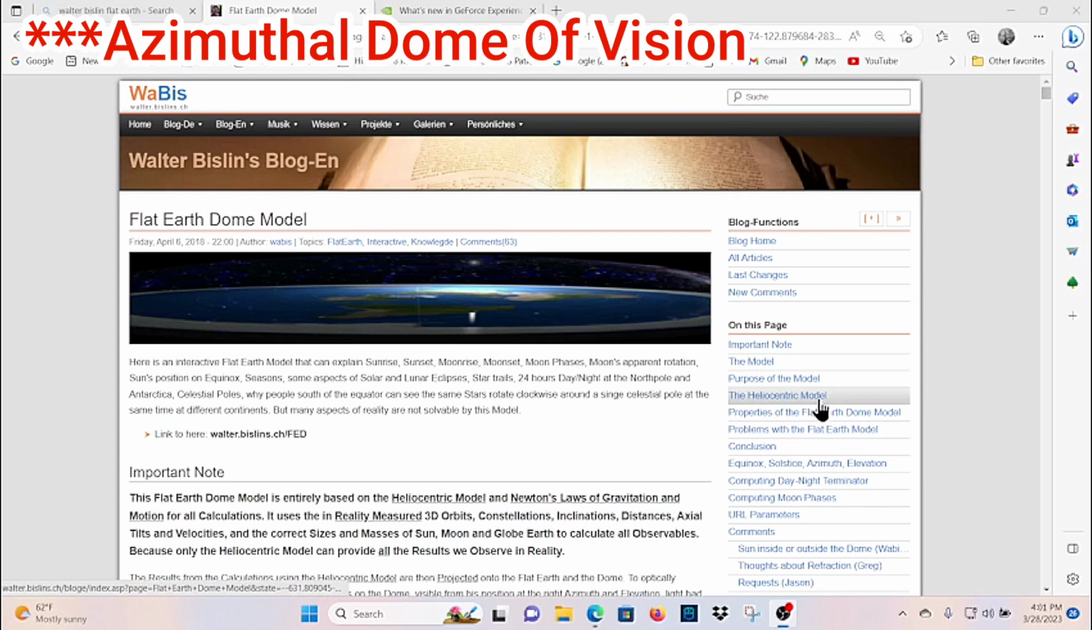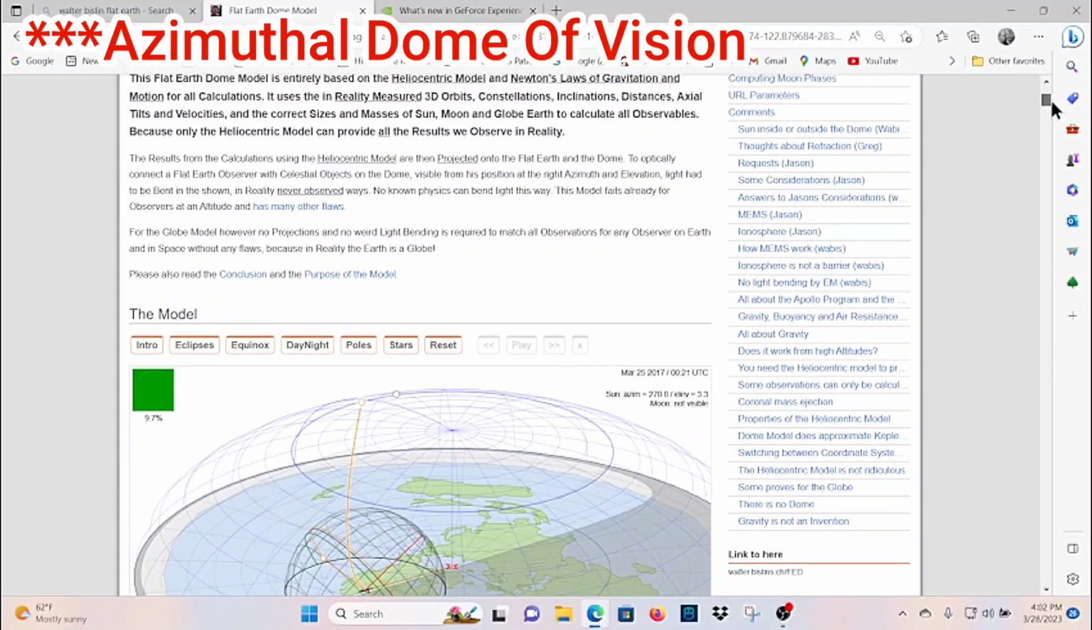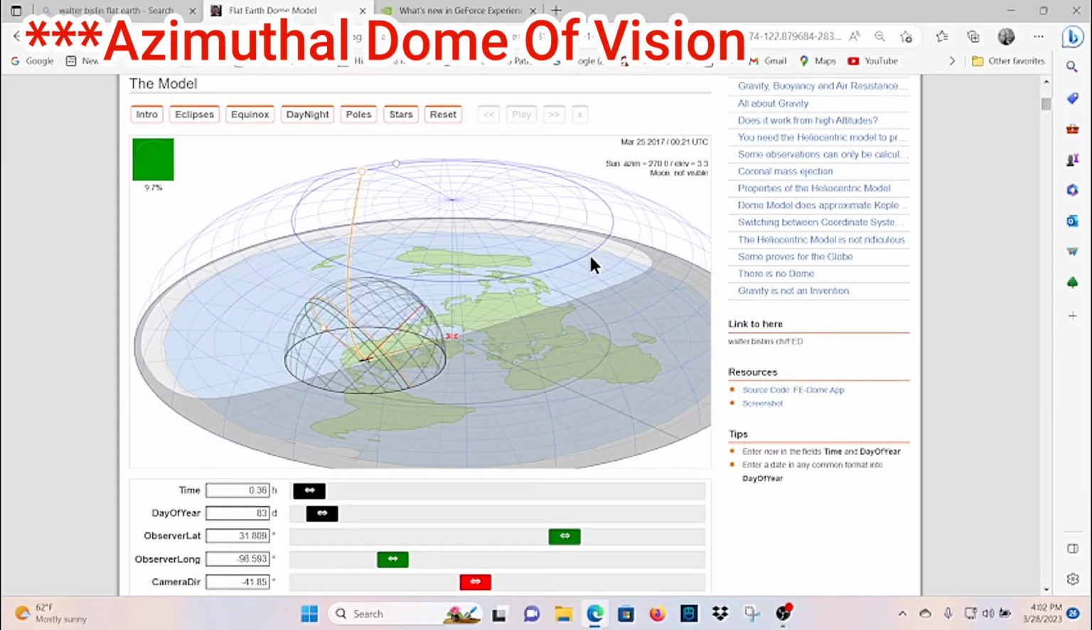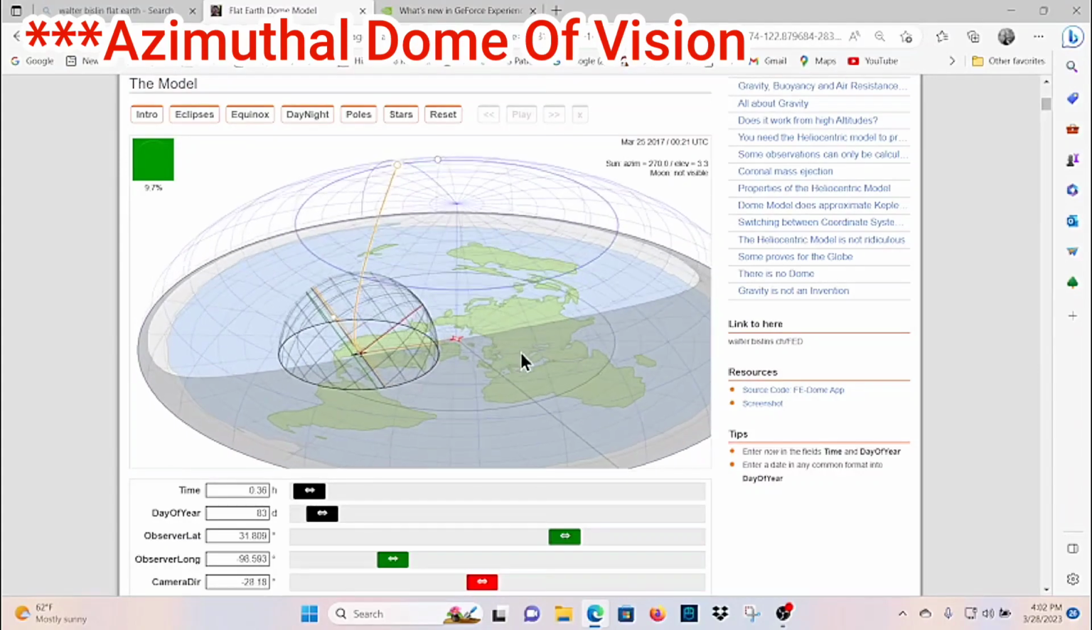So anyway, the flat Earth flavor of the week is this atmospheric dome of vision. Now, what that means is they've looked at the Walter Bislin's flat Earth model and they've adopted it as their own model. So that is right here. This little dome right here is apparently the atmospheric dome of vision.